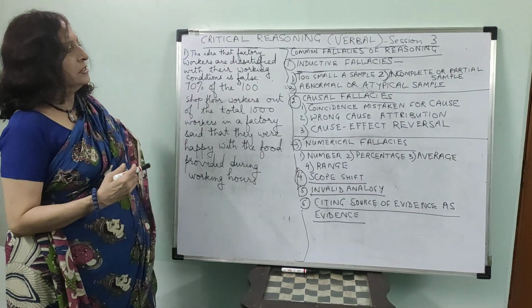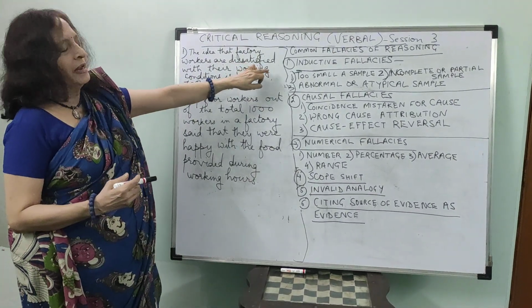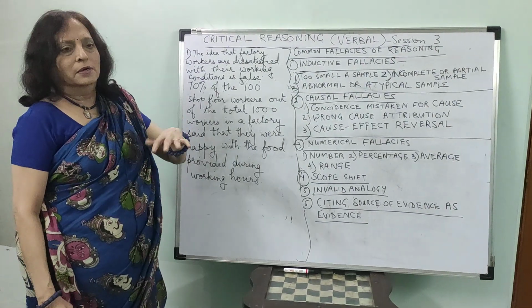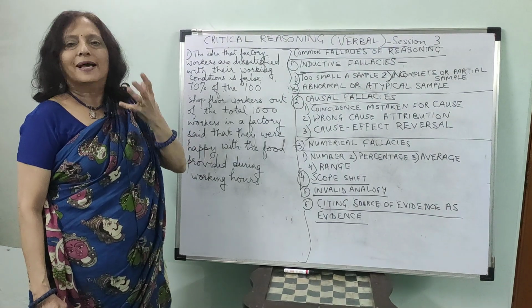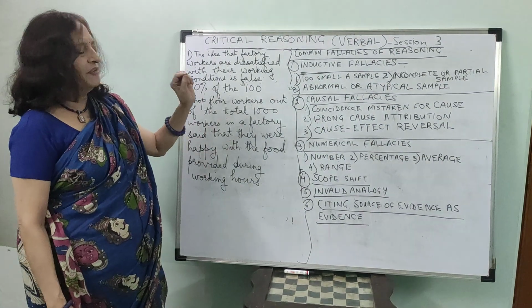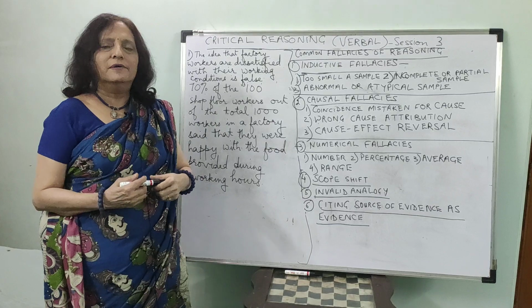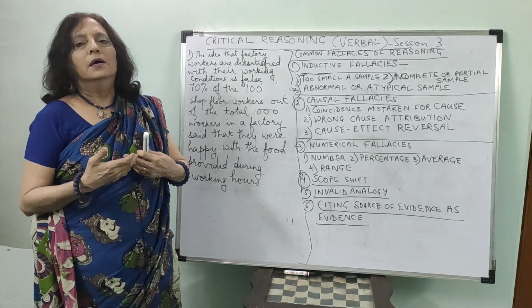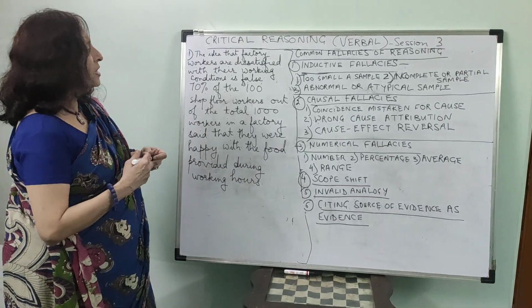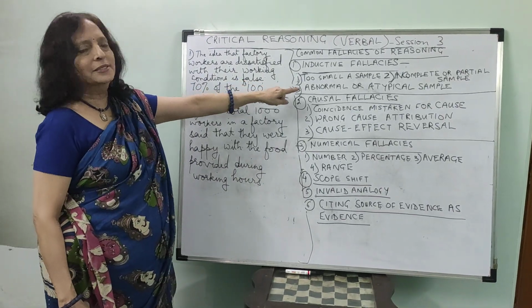So today we are going to discuss inductive fallacies, a group of fallacies based on the survey of samples which have some problem with them. So there is some defect in the samples that are surveyed and from whose results the author is giving the evidence. So the first one is too small a sample.